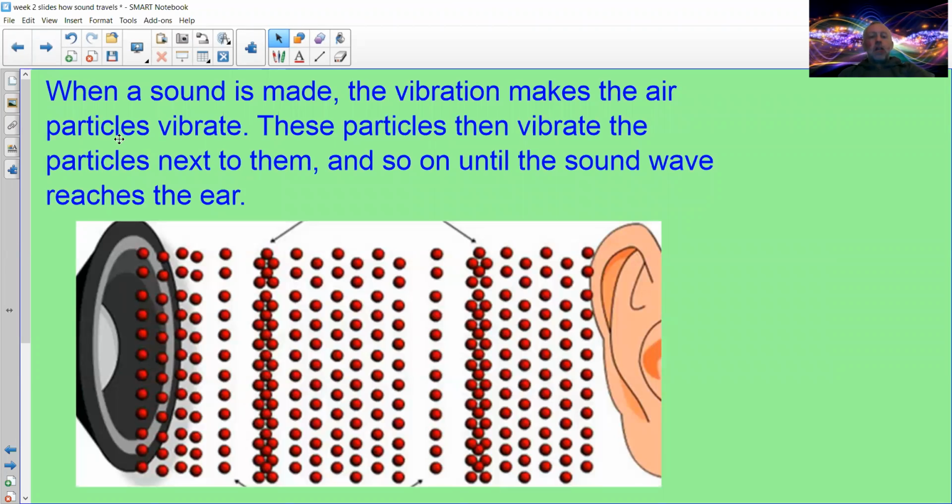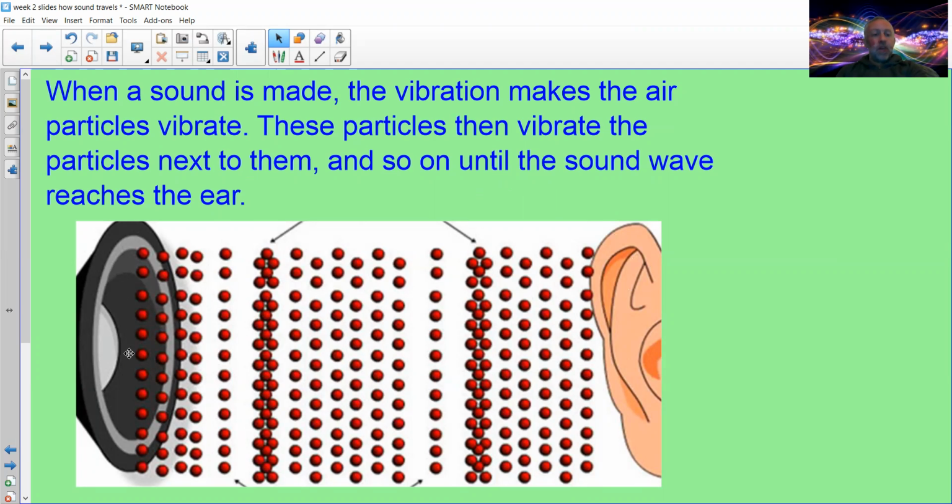So when a sound is made, and the sound is coming out of the speaker here, the vibration makes the air particles vibrate. These particles then vibrate the particles next to them, and so on until the sound wave reaches the ear. So we've got here a speaker. Let's say there's some music coming out of here.